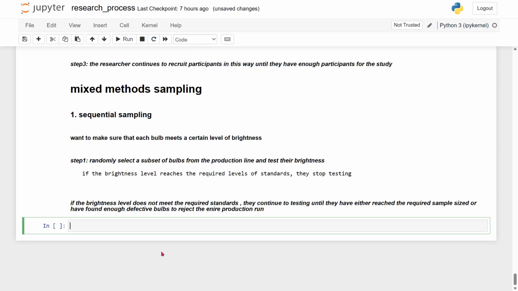So this sampling technique is useful when the cost of sampling is high or when it is time consuming to test all of the items in the population. By using sequential sampling, the company can minimize the cost and time required to test while still ensuring that the quality standards are met. However, it's important to choose the sample size carefully and to have a clear stopping rule to ensure that the results are statistically valid.